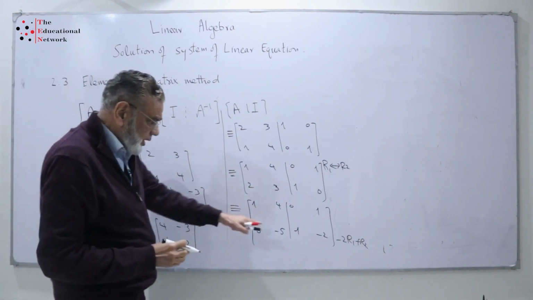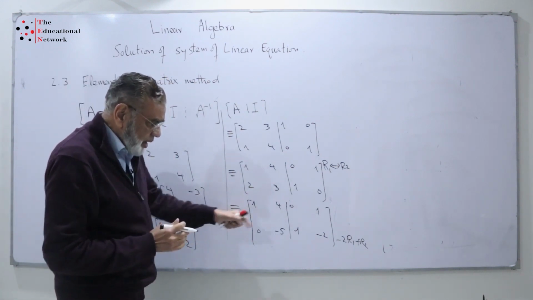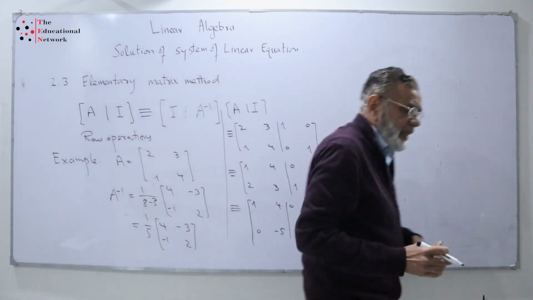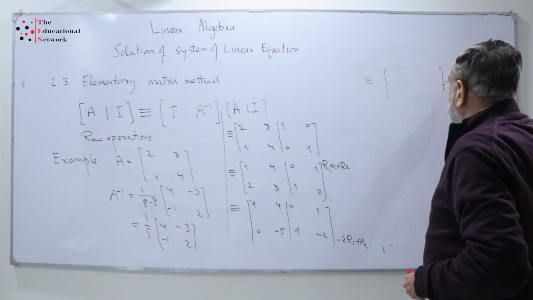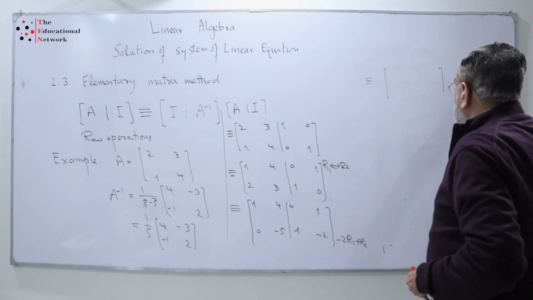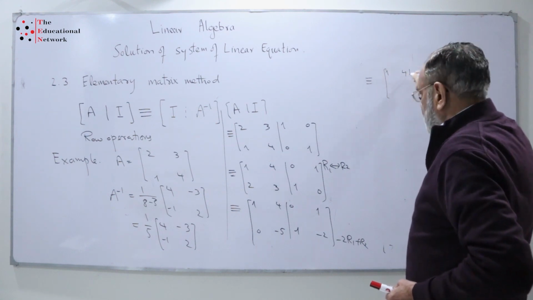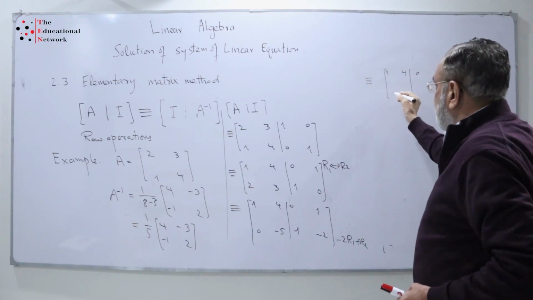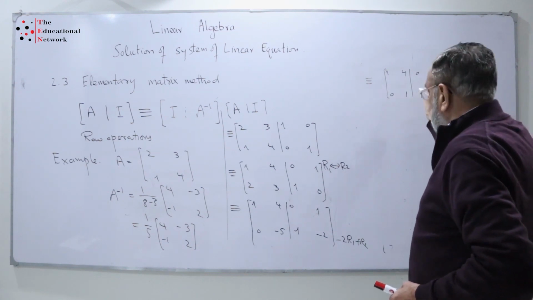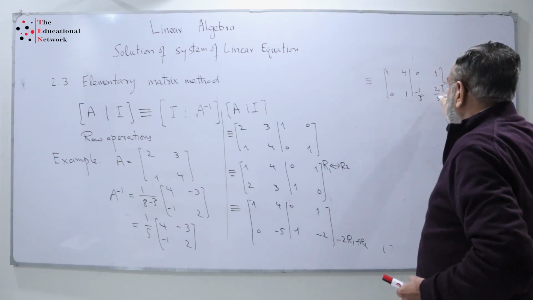Now I want to make this one 1. To make this one 1, I take 5 out, and I can rewrite this one. I divide by minus 5. I have here minus 1 by 5 R2. So get here 1, 4, we get here 0, 1. We get here 0, 1, minus 1 by 5, and 2 by 5.